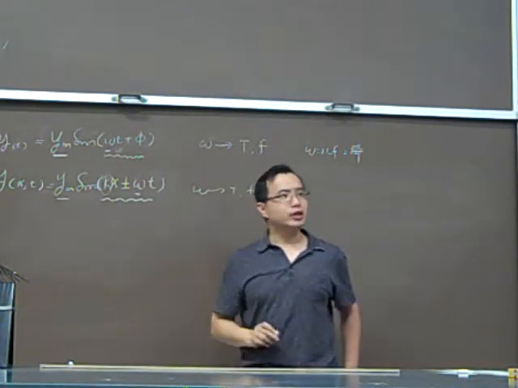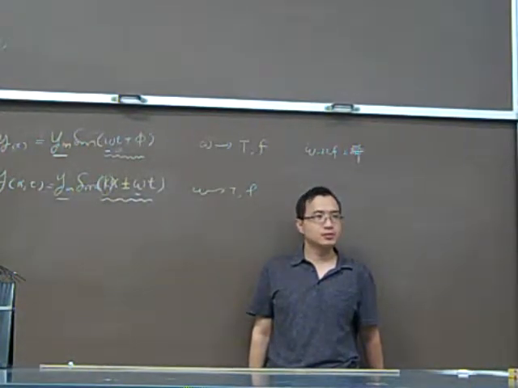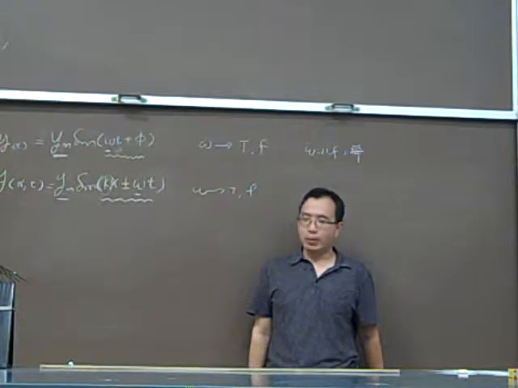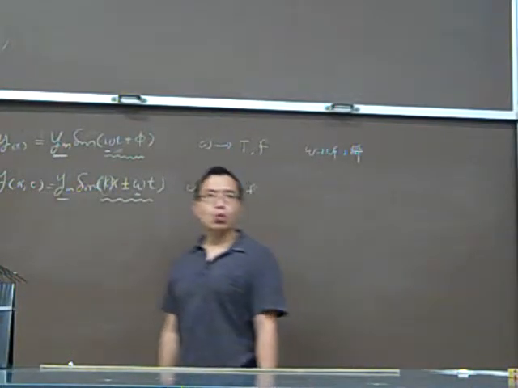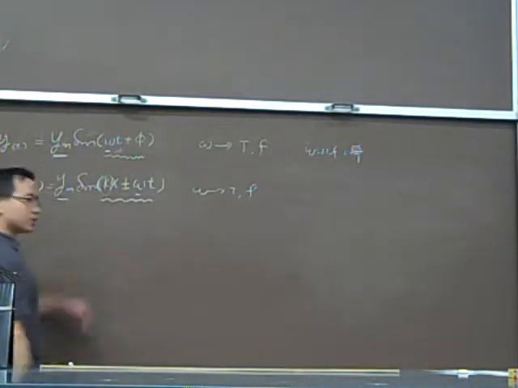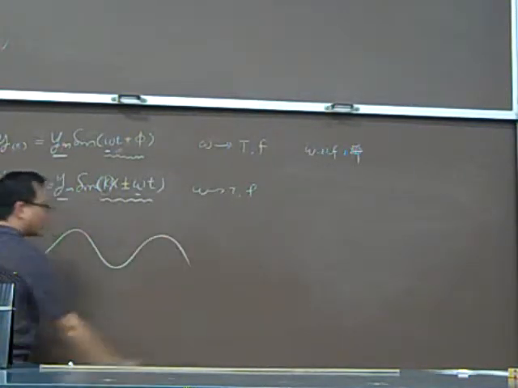K is related to an important quantity called the wavelength. You probably heard about the wavelength many times when we talk about all kinds of wave. But do you know what I mean by the wavelength? The wavelength is this kind of characterization. If you have a wave, it's oscillating this way.